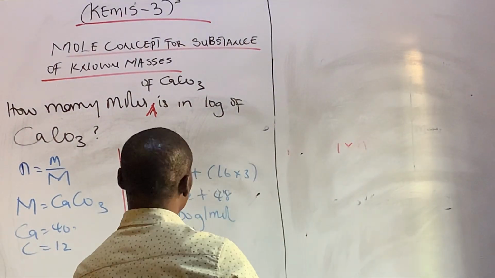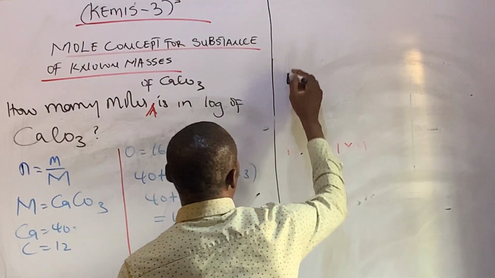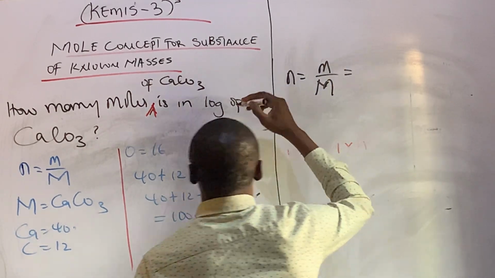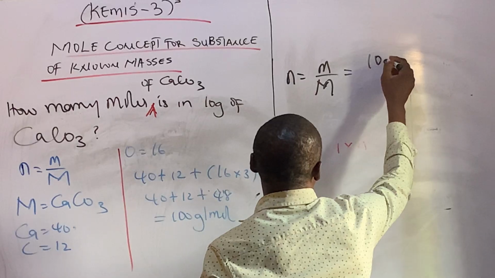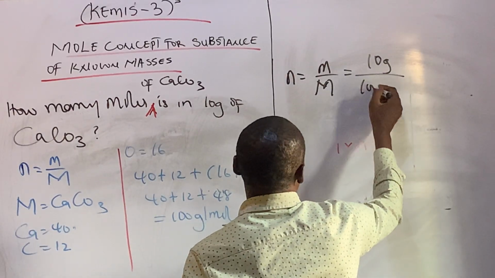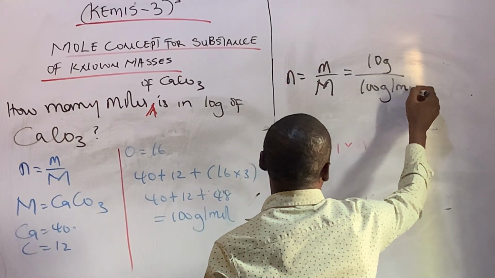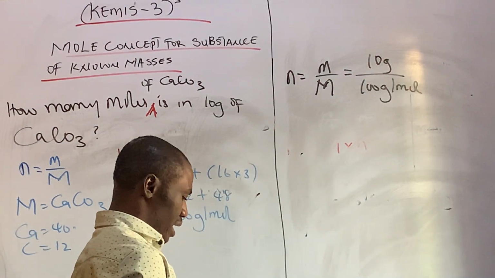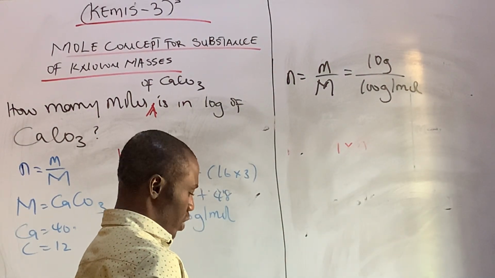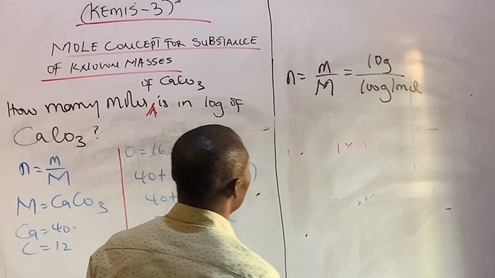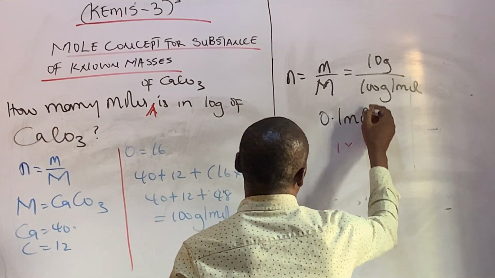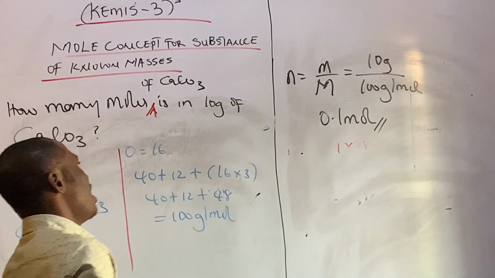Next up is to use the formula we have there. Number of mole is equal to mass over molar mass. So what's the mass there? The mass is 10 gram divided by 100 gram per mole. So what should be my answer? 10 gram divided by 100 gram per mole. I have 10 divided by 100 is going to give me 0.1 mole. So I have 0.1 mole as my final answer.